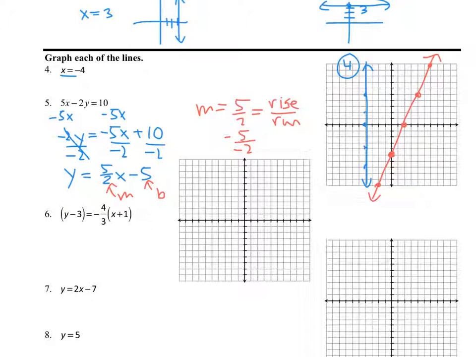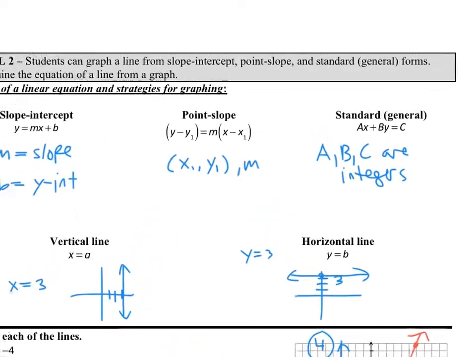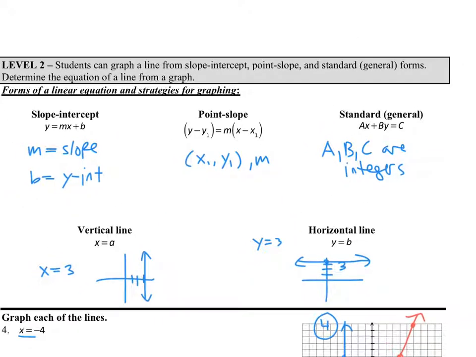Okay, in the next example, number 6, this equation is in point slope form. So you have a few choices. You could simplify it and put it in slope-intercept form, or you could just graph it from point slope form. In point slope form, the formula y minus y1 equals m times x minus x1, there's minuses in front of the y1 and the x1.